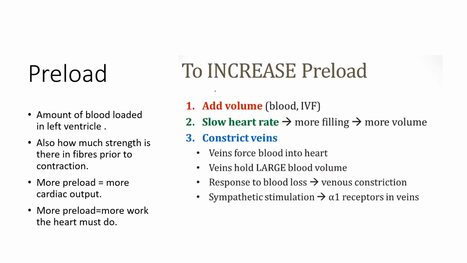So we have got three parameters. First is to add volume, like blood or IV fluids, the syringes we give to patients to increase the preload on the heart. Second way is by slowing the heart rate. So what we will do is that heart rate will be slow, so there will be more filling of the heart, and therefore more volume will be pumped throughout the body. Okay, so that will also increase the preload.